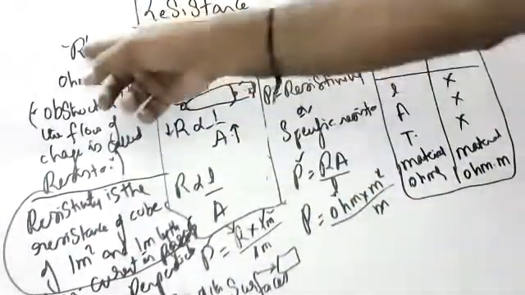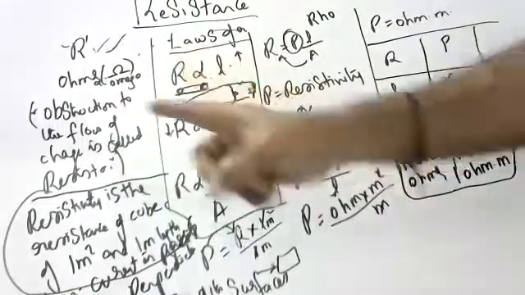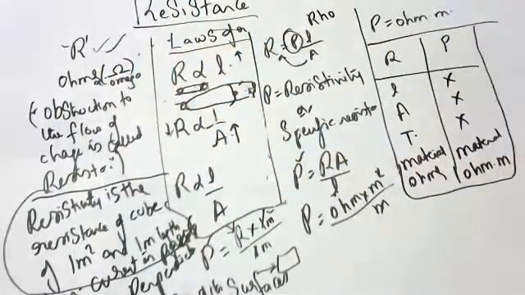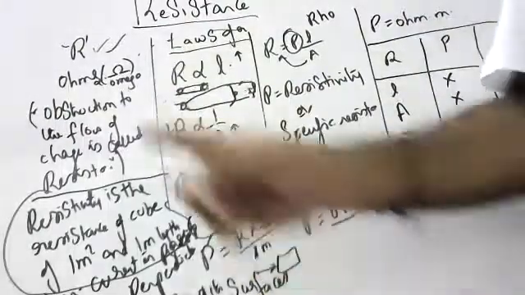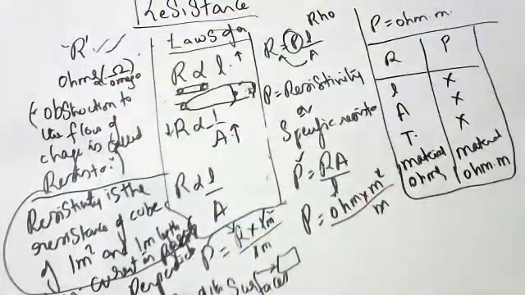So resistance is denoted by R, number 1. Units are ohms, number 2. Definition: obstruction to the flow of charge is called resistance.